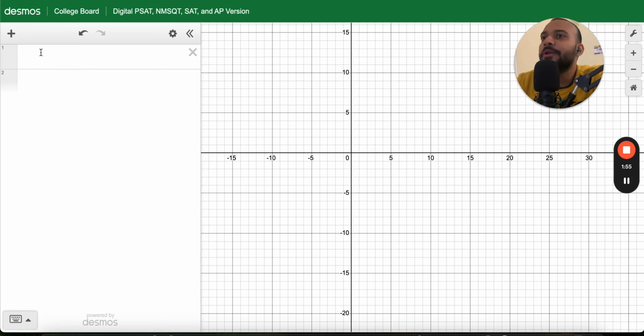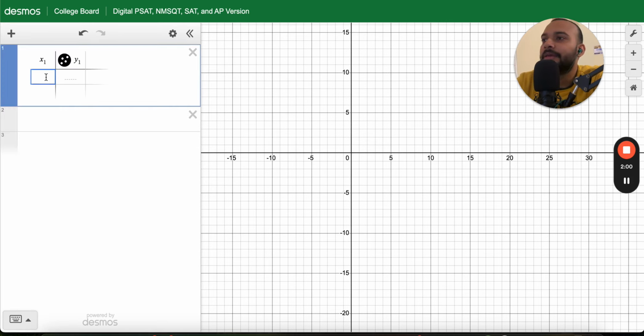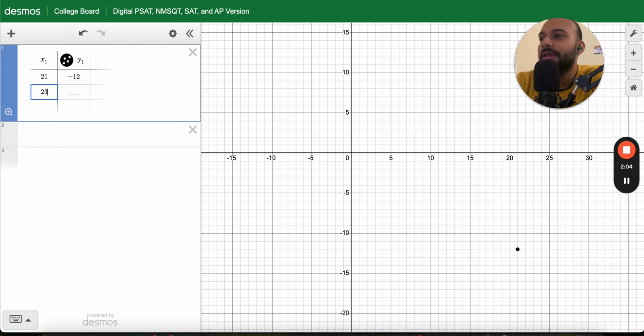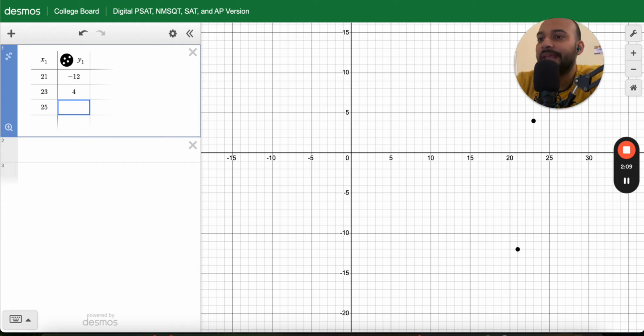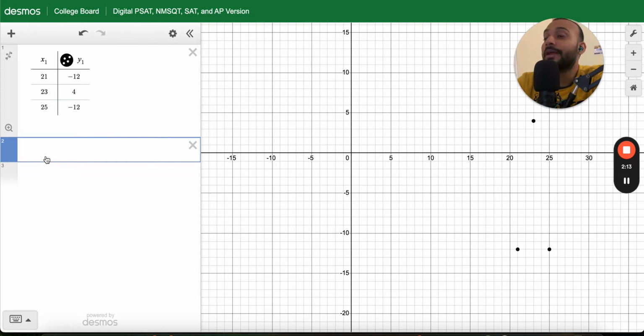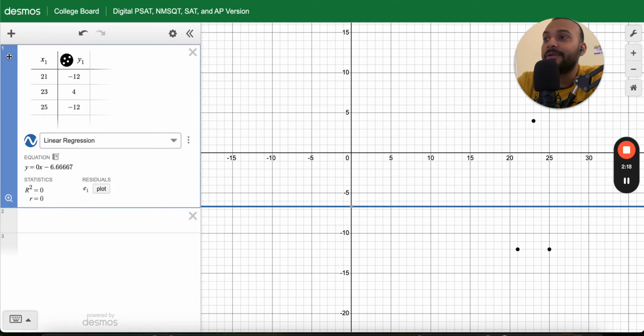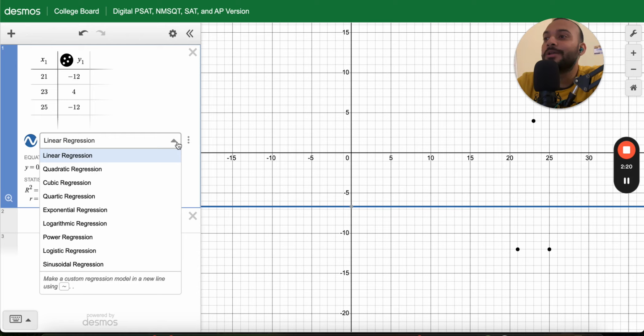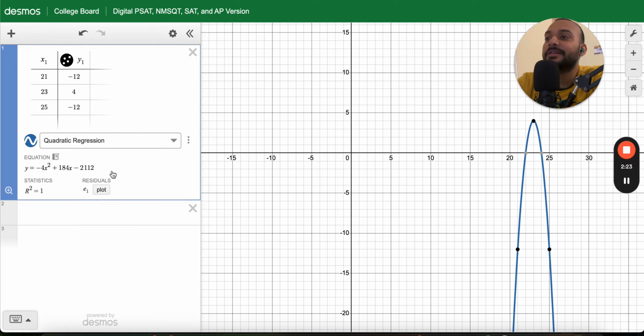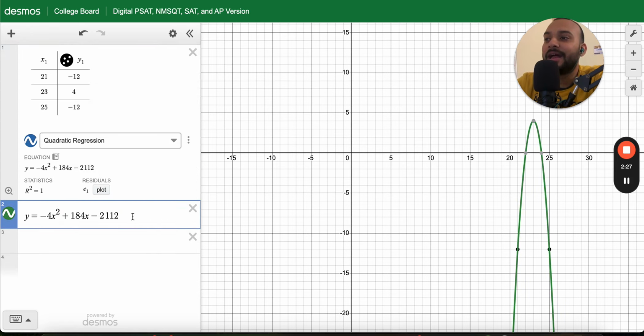Okay, so we plot in the points. Begin. Plus, in a table, x1, y1: 21, negative 12, 23, 4, and 25, negative 12 again. Now, you don't need to write the regression expression. Follow my clicks. You write this, then you click here, add regression. Linear or whichever you want, select from here. We want quadratic regression. Regression is done. Just click on this export button and there you have it.